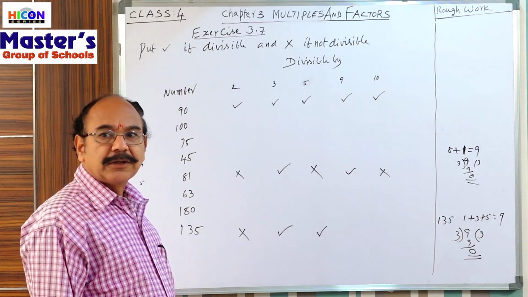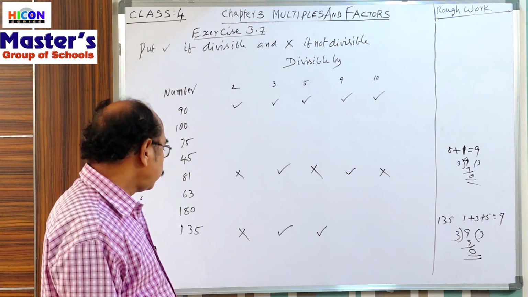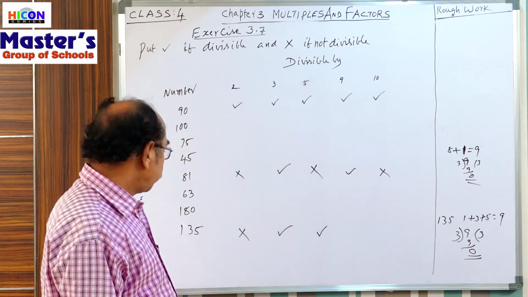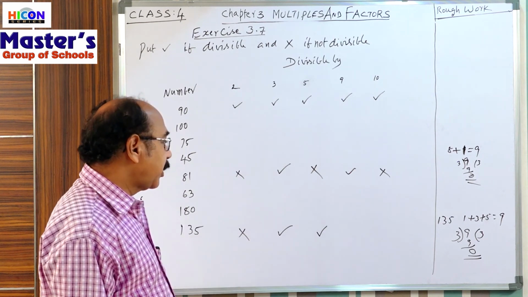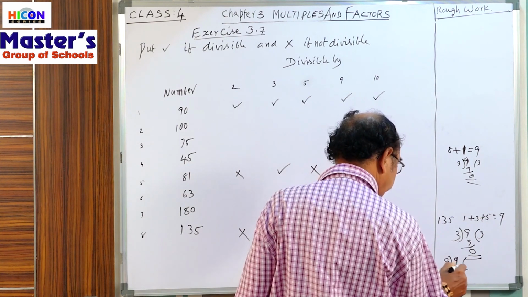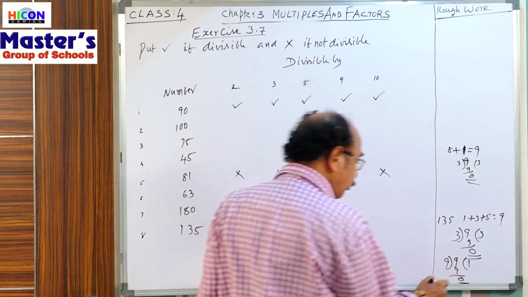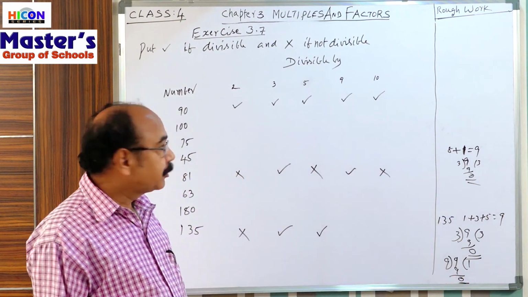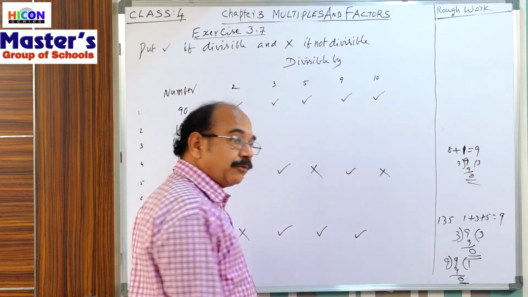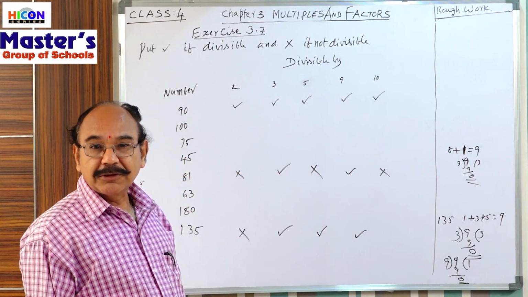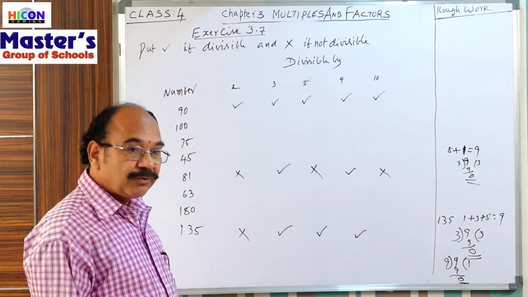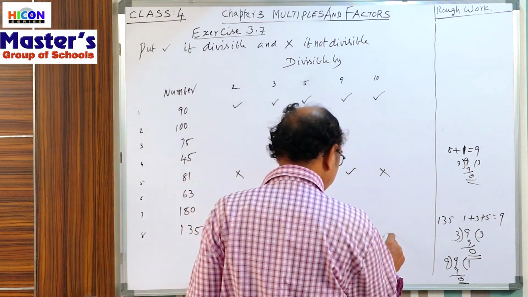Okay, children, like that. Now you come to this 9. Is the number 135 divisible by 9? So add the digits: 1 plus 3 is 4, 4 plus 5 is 9. 9 is divisible by 9. So we say that the given number is divisible by 9. So here you keep a tick mark. Is 135 divisible by 10? Why not? Because the units digit is not 0. That's why we put a cross mark.